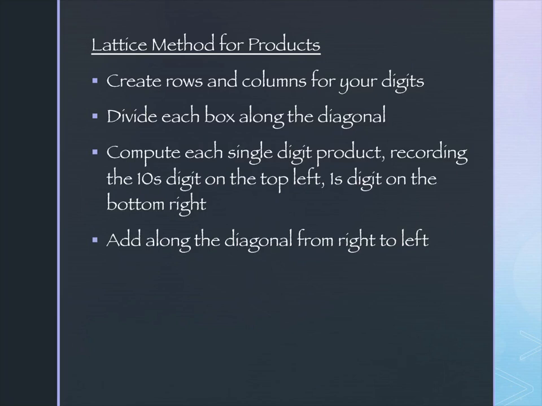You create rows and columns for your digits. You divide each box along the diagonals. You compute each single digit product, recording the tens digit in the top left and the ones digit on the bottom right. That says ones, not is. And you add along the diagonal from right to left. So jot all those down, and then a picture will help.